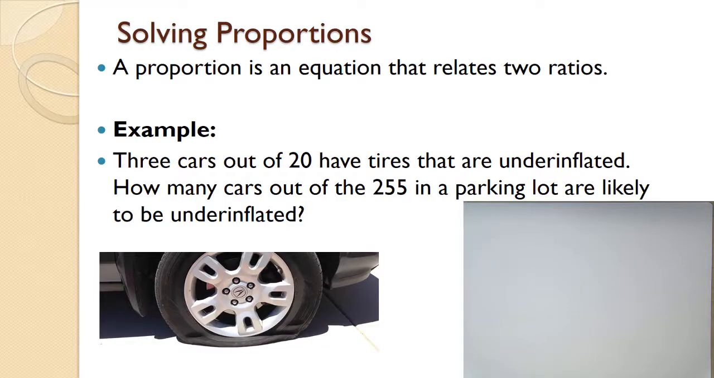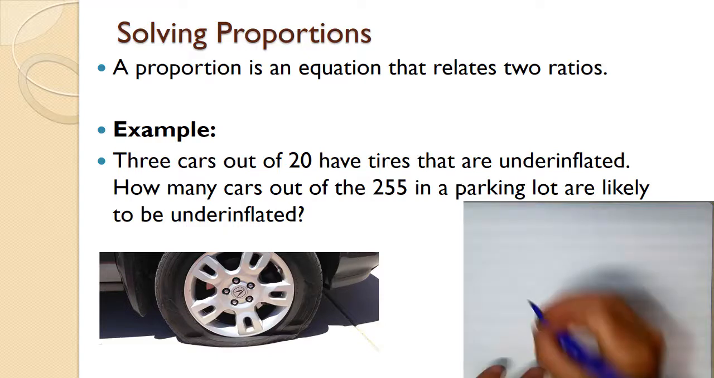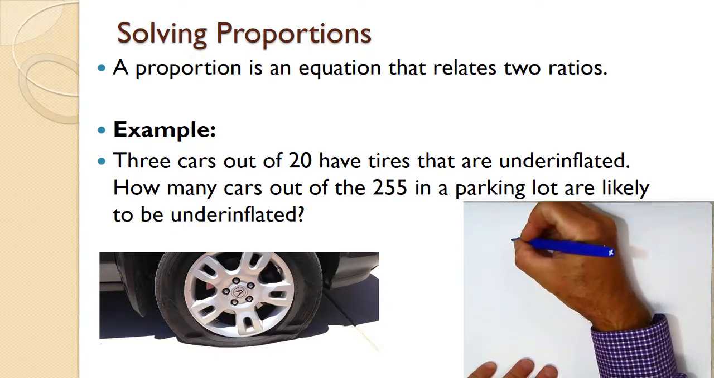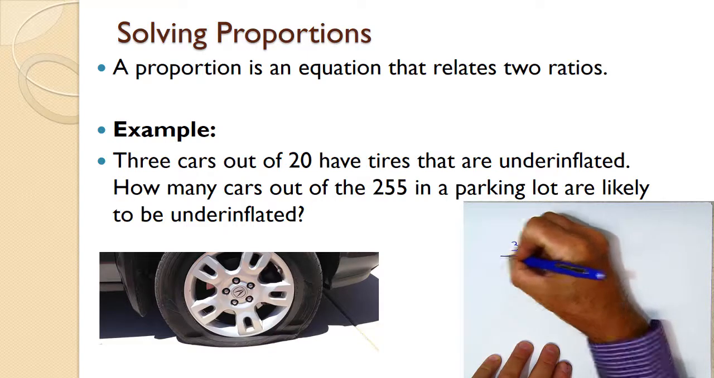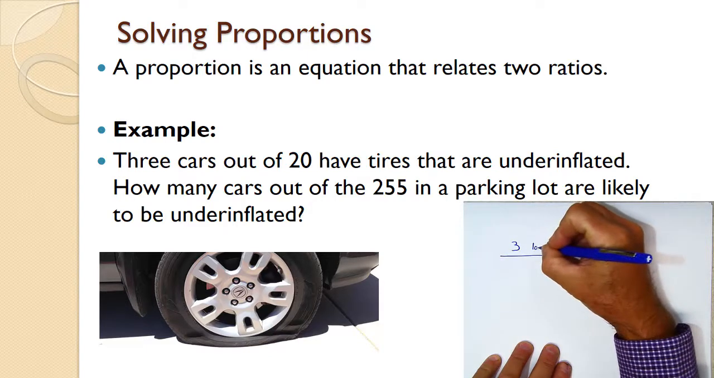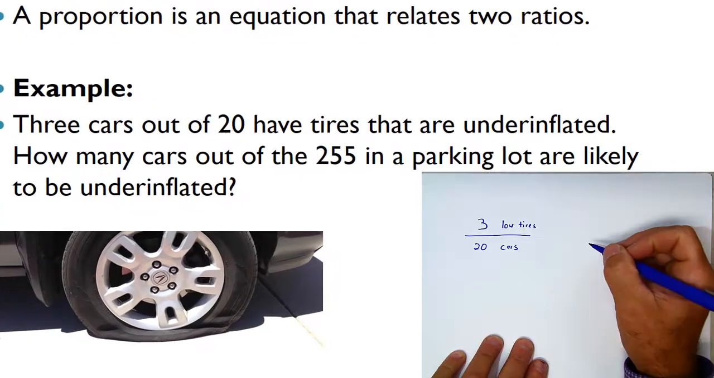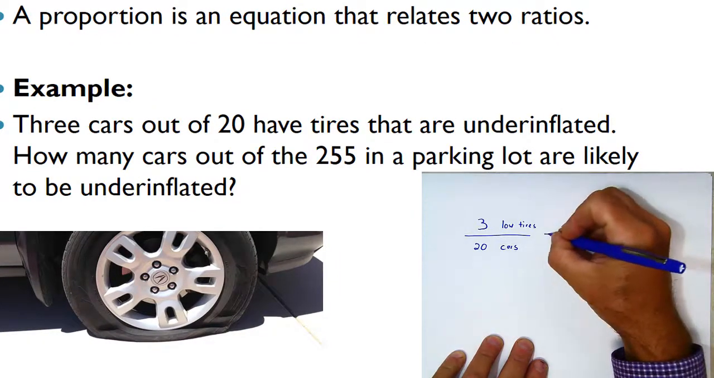Okay, so first thing that we need to do is review what a proportion is. A proportion is basically an equation that relates to ratios. Here's a simple example of this. Suppose that 3 cars out of 20 have tires that are underinflated. So that gives us a ratio of 3 low tires out of every 20 cars. So then how many cars out of 255 in the parking lot are going to be underinflated?